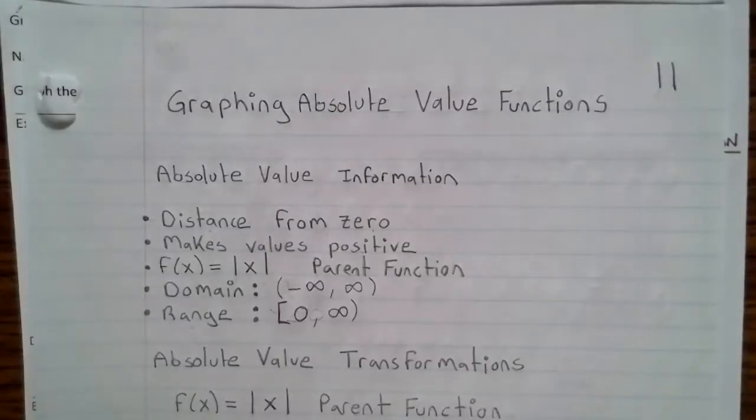Okay, Wildcats. Today we're looking at Journal, page 11, graphing absolute value functions. Absolute value information: distance from 0 makes values positive. f(x) = |x| is a parent function. Domain is from negative infinity to positive infinity, and range is from bracket 0 to infinity.